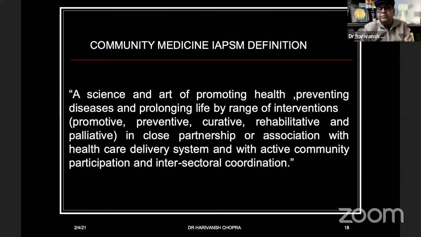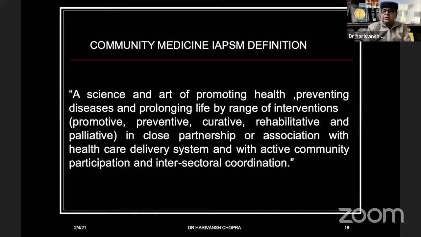So what is the IAPSM definition, which was made by various experts from the country joined together, and probably it was released in the Pune conference, and I fortunately was one of the members of that committee. So what is the definition given by the IAPSM of community medicine? A science and art of promoting health, preventing diseases, prolonging life by a range of interventions, and these range of interventions are promotive, preventive, curative.